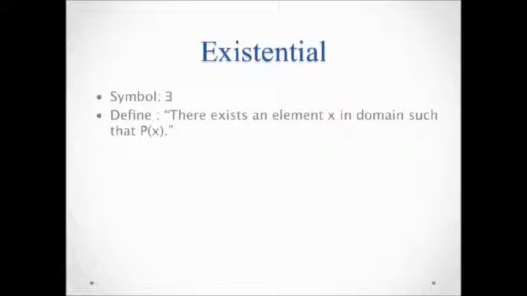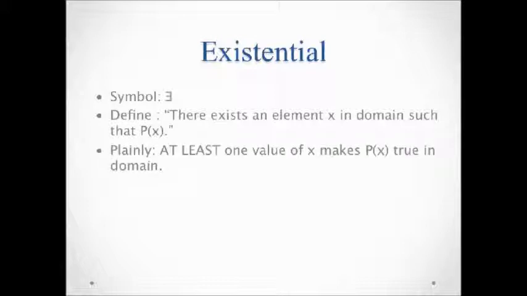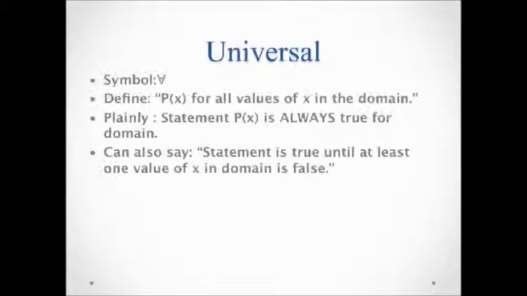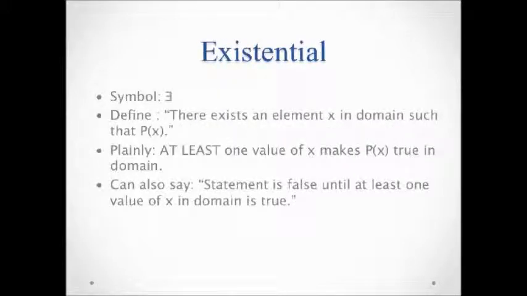Similarly, existential is defined as there exists an element x in the domain such that p of x. Now to put that one plainly, at least one value of x makes p of x true in a given domain. Or you could also reword that to the statement is false until at least one value of x in the domain is true. Using those couple of tricks, you can make sure you keep existential and universal aligned.